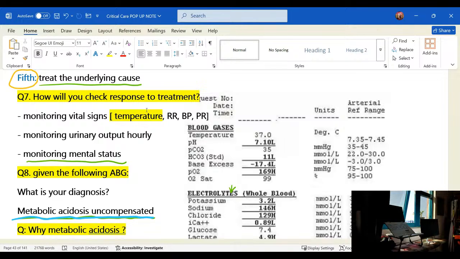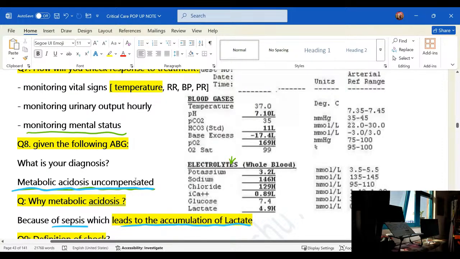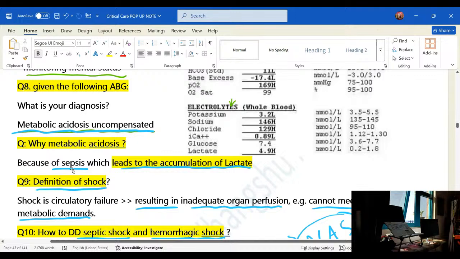Give the following ABG diagnosis: pH 7.1 acidosis and bicarbonate low, so it is metabolic acidosis. Uncompensated, because the carbon dioxide level is still normal. Why metabolic acidosis? Because of the sepsis, which leads to accumulation of lactate. Lactate occurs in MI also.